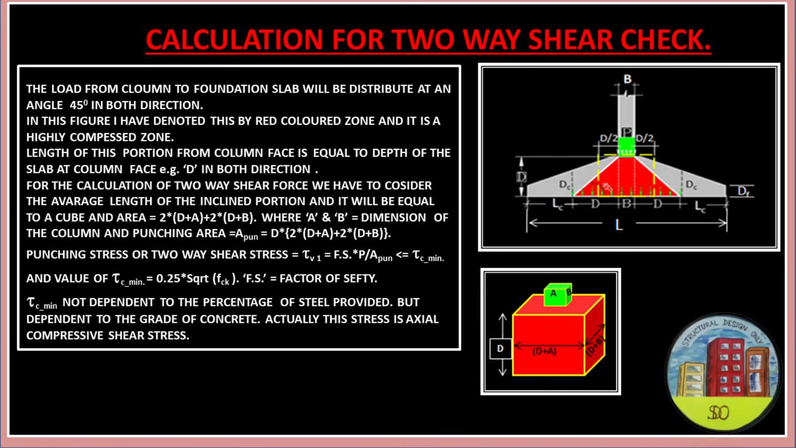inclined portion, and it will be equal to a cube, and area will be 2 into (D plus A) plus 2 into (D plus B), where A and B are the dimensions of the column, and punching area A punch is equal to D into [2 into (D plus A) plus 2 into (D plus B)]. Punching stress for two-way shear, tau V1, is equal to Fs into P divided by A punch, and this tau V1 should be less than or equal to tau C minimum, and the value of tau C minimum is equal to 0.25 square root of fck.